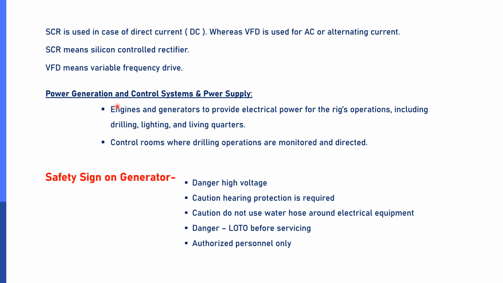The power is generated in the rig, and as in the last slide we saw, this power is supplied to the draw works, the well monitoring system, the mud pump, and the rotary table. These generators also provide electrical power to the rig's operations, including the drilling and all the lighting in the derrick, in the mud pump, in the mud tank, all sides of the rig, and even the living quarters.